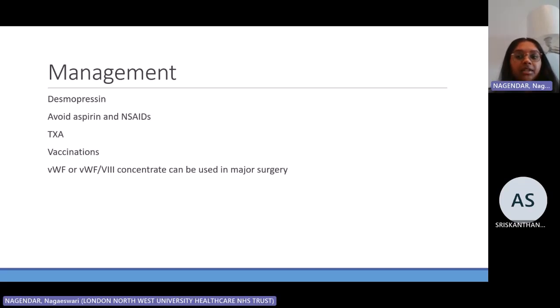The other thing to consider, because as I was saying earlier, women are often very affected due to the menorrhagia, is to consider management for their periods. So often these patients will be given Mirena coils, which can reduce the duration and heaviness of their bleed. And sometimes if they're still having periods, we can give tranexamic acid. And now you can give von Willebrand factor itself or a von Willebrand factor and factor VIII concentrate. And this is often used in major surgery.